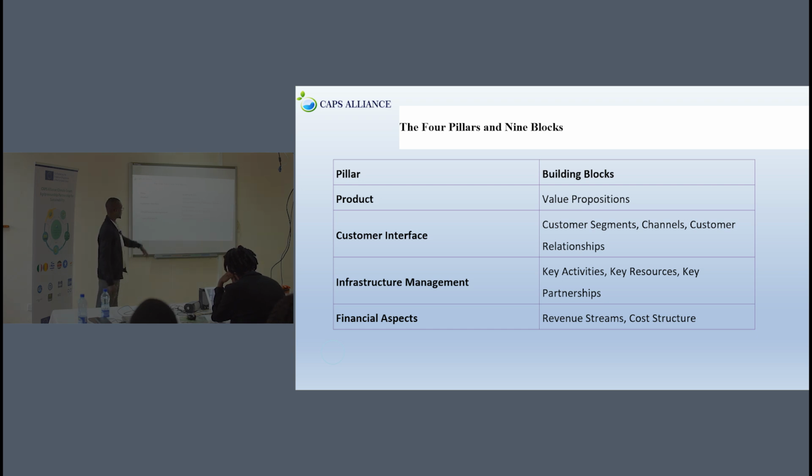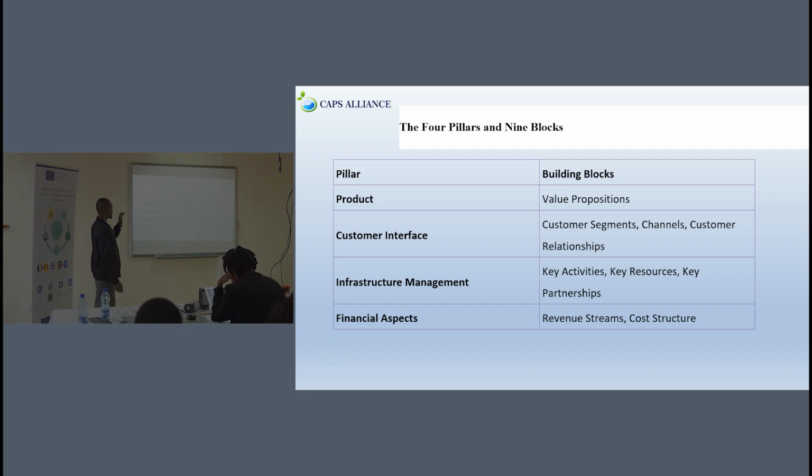Then infrastructure management. Under this, you have to look at the key activities. What are the key activities that you will be doing? If you have to be shipping your product from farm to maybe the market, those are key activities. And the key resources: what are you producing? Which one is marketable if you are doing intercropping in farming? Which one makes more profit, or which one do your customers prefer?